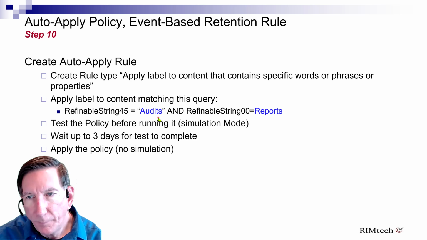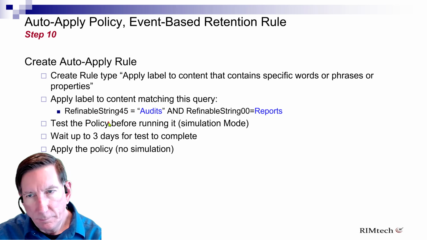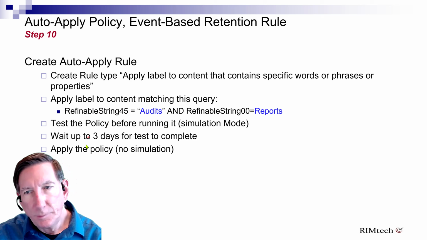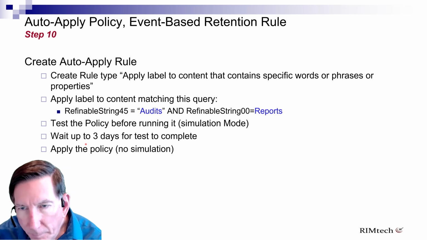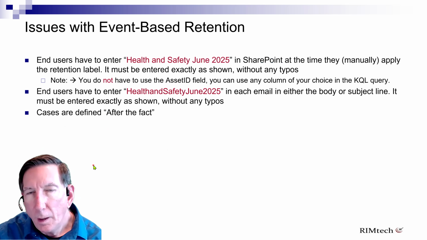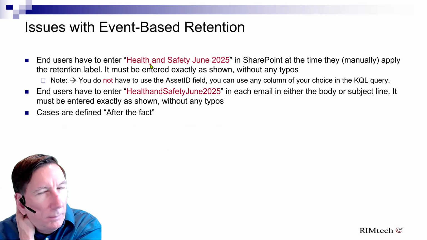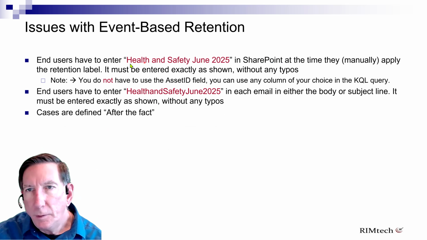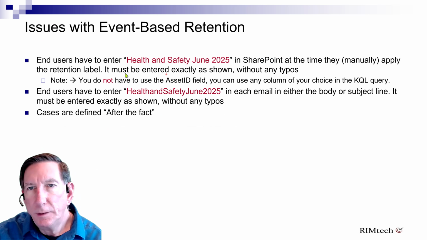So we do that. Now, we're going to test the policy before we run it, but that takes up to 3 days. So I'm going to add another 3 days. So we're up to 9 days so far, day 9, okay? Now, if you're doing it the way they recommend, then you have to enter health and safety June 25 in SharePoint when the retention label is manually applied.